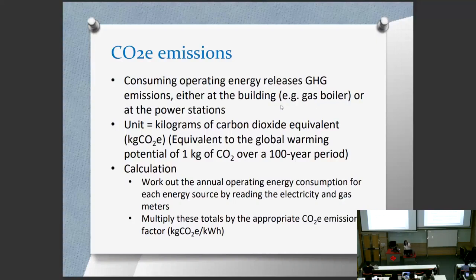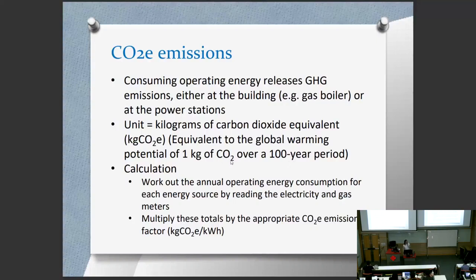And the unit can be kilogram or tons of carbon dioxide equivalent. This is equivalent to the global warming potential of 1 kg, or if you use tons, then 1 ton of carbon dioxide over a 100-year period. This is rather typical, 100 years, and we use carbon dioxide as the equivalent.